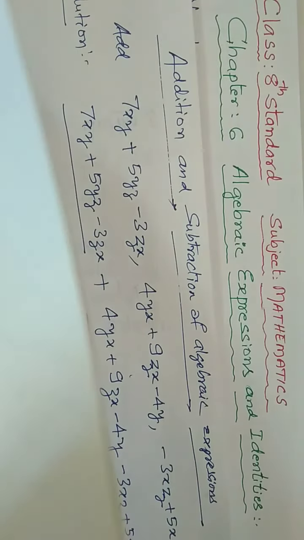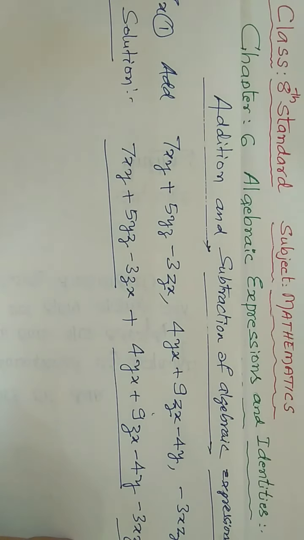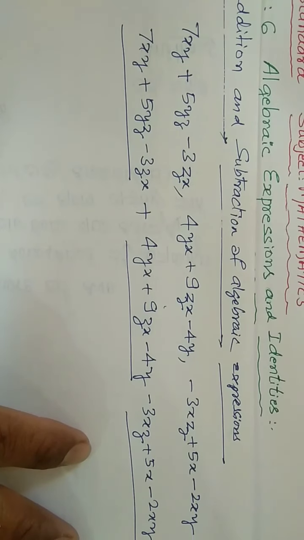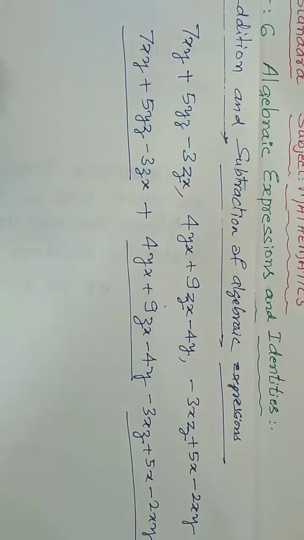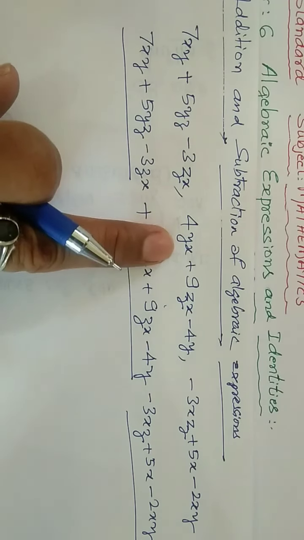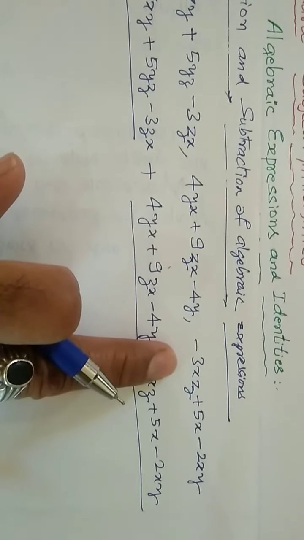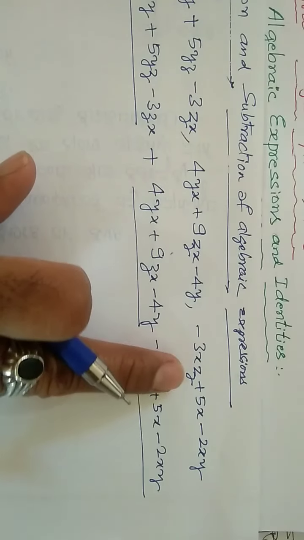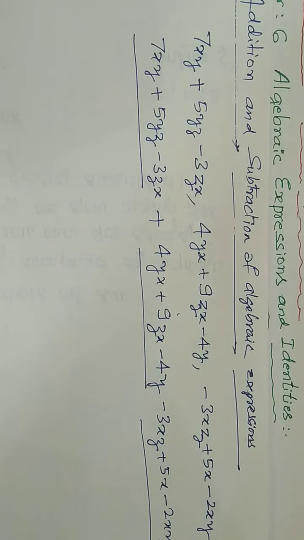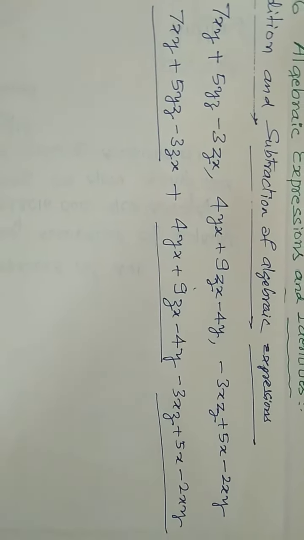So we have the problem, example 1. In this example 1, add 7xy plus 5yz minus 3zx. Second expression, that is 4yx plus 9zx minus 4y, and the third expression, minus 3xz plus 5x minus 2xy. All the three expressions we have to add. I have written them as they are here in the second line.